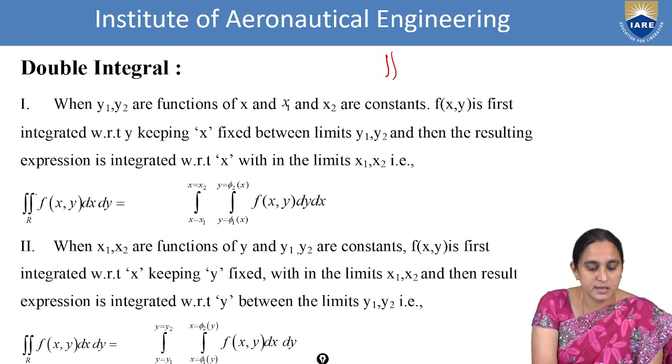I'll explain clearly here. Observe the double integral of f of xy dx dy. Here y1 and y2 are in terms of x. For that case, first integrate with respect to y, and after that integrate with respect to x. What we have to observe here is that the x limits are constants and the y limits are in terms of x.